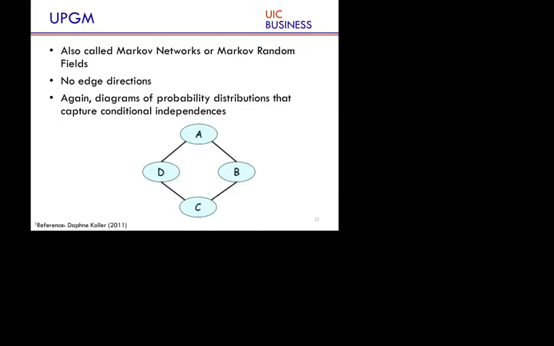The only difference is that we don't have edge directions, and these diagrams again help us visualize probability distributions and capture certain conditional independence properties. Directed probabilistic graphical models capture certain conditional independence properties. Undirected ones also capture conditional independence properties. There is a slight difference between them, so we'll see what the differences are in a few slides.